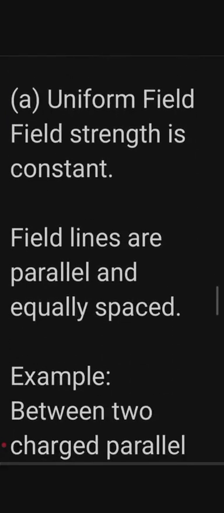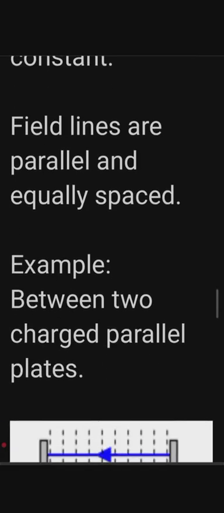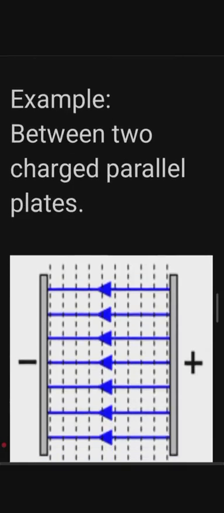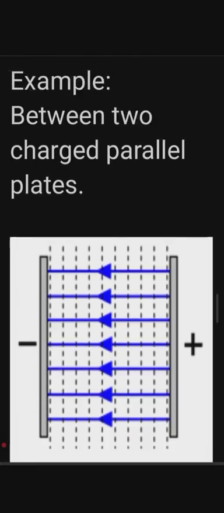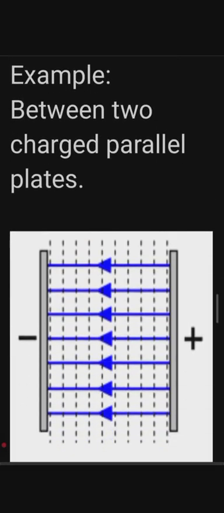Fields can be uniform or non-uniform. So uniform field, in a uniform field, the strength of the field is consistent. So field lines are parallel and equally spaced. An example, between two charged parallel plates. Now in this diagram, this is a uniform field. You can see that the field strength is uniform. The distance between the lines is the same. This is the field existing between two charged parallel plates.